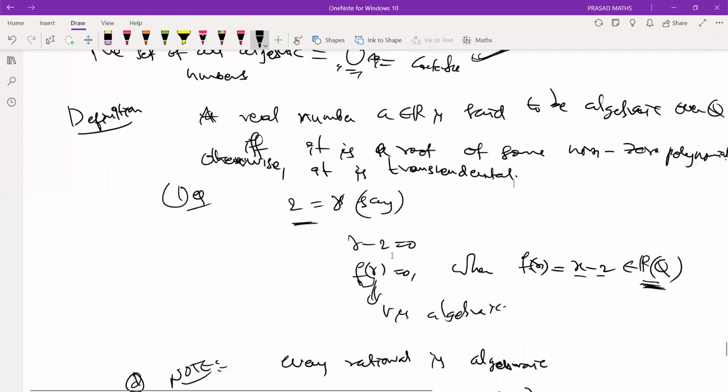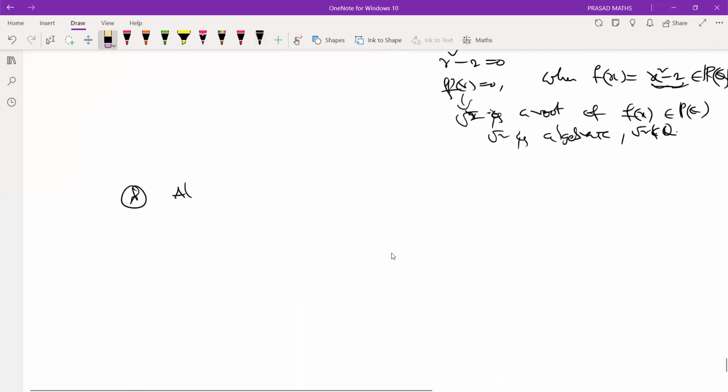Sub example, transcendental example. An equation involving logarithms, exponentials, trigonometric functions is called a transcendental equation. Can you give an example? Transcendental number.